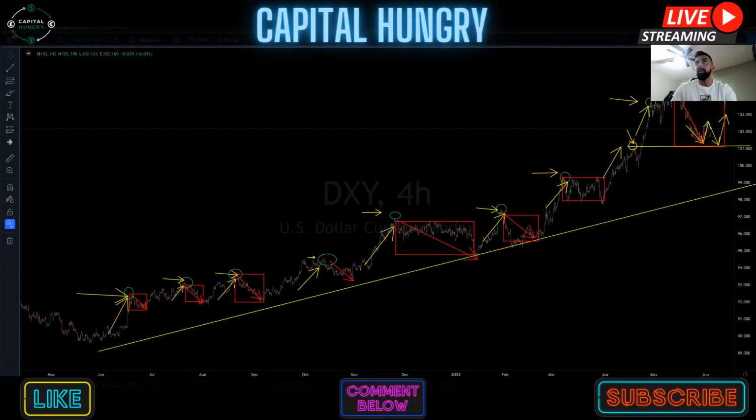This pullback phase we've seen on the dollar from these highs may seem a lot bigger compared to any of these pullbacks highlighted in the red boxes, but you have to understand something. This pullback is in relation to this large impulsive rally we had. All of these pullbacks have been in relation to the larger rallies you've had. Does that make sense to everybody?